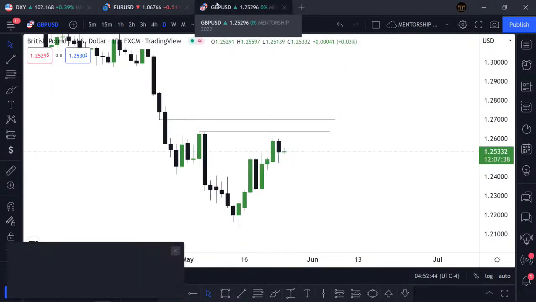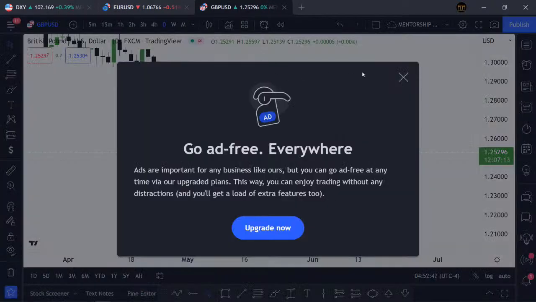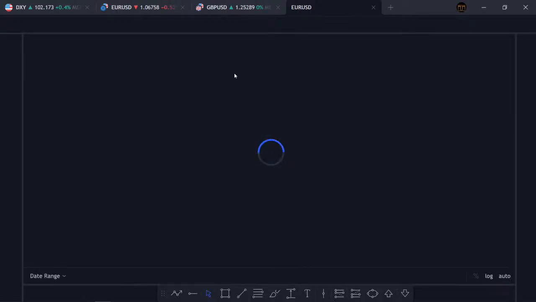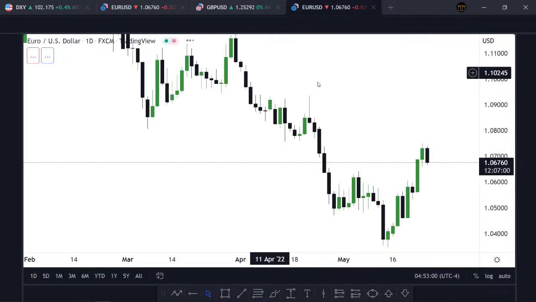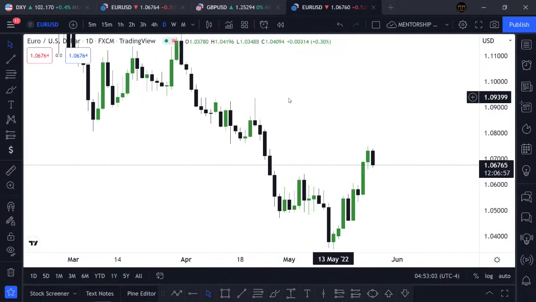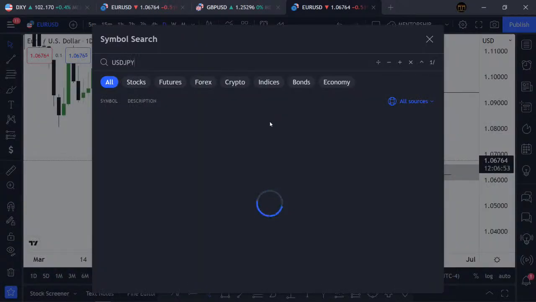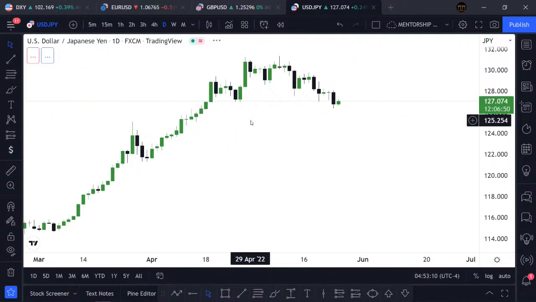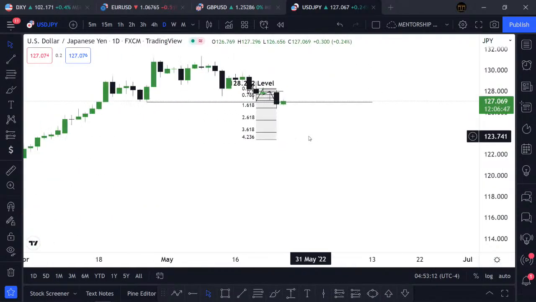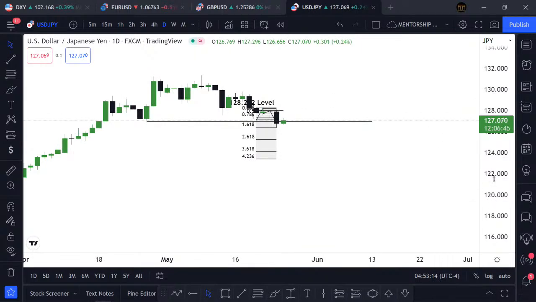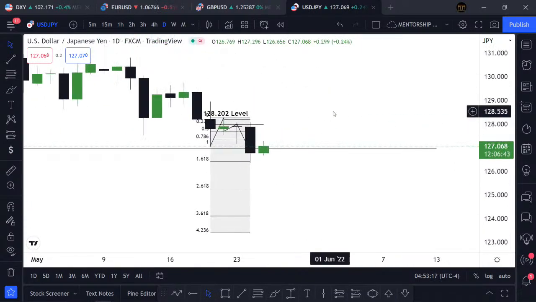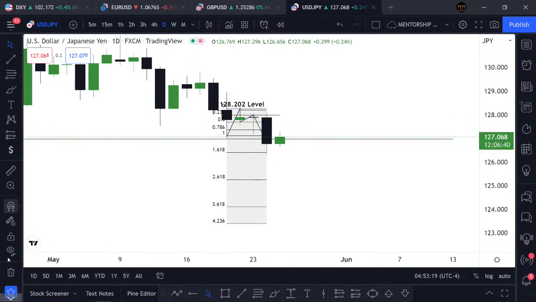Let's look at the dollar yen, the USD JPY. We are looking for imbalances. We are looking for those swing points, the swing highs and lows, the major pairs only. So this is the USD JPY. This was some time back, let me go ahead and delete that.